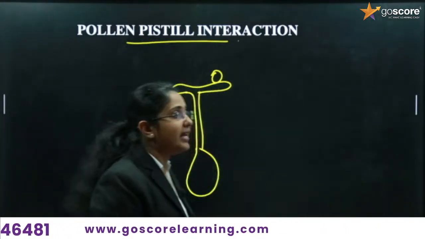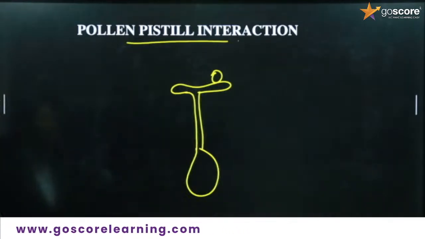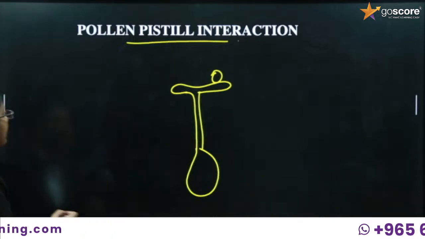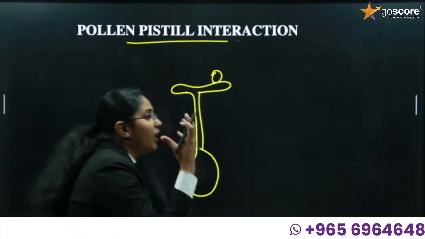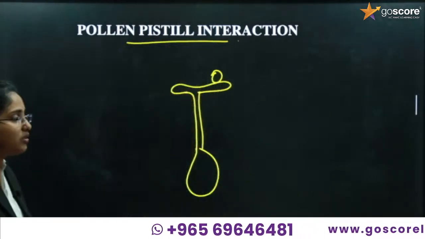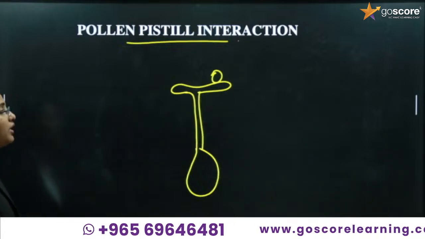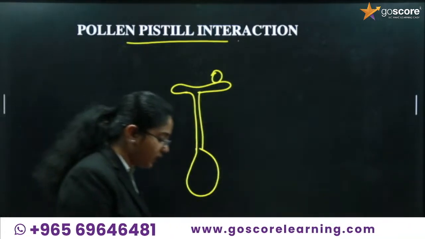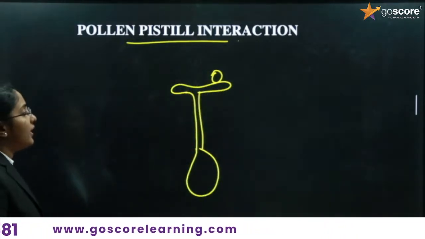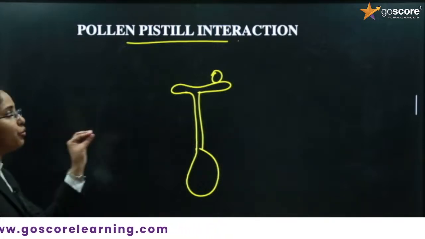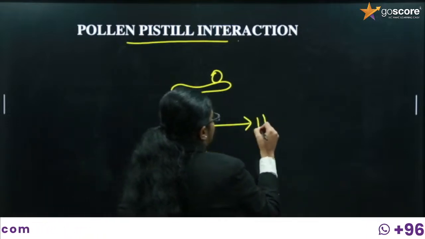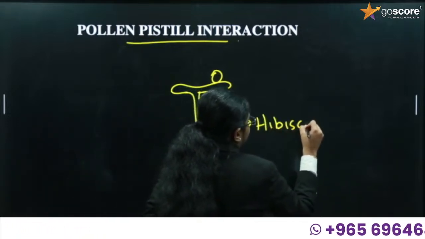If the pollen grain is viable and has the ability to germinate, we will call it compatible. If the pollen grain is compatible, it undergoes germination to produce a germ tube. Later on, it will come and fuse with the egg apparatus present inside the ovary. So if it is compatible, for example, see, this is the pistil of a hibiscus flower.